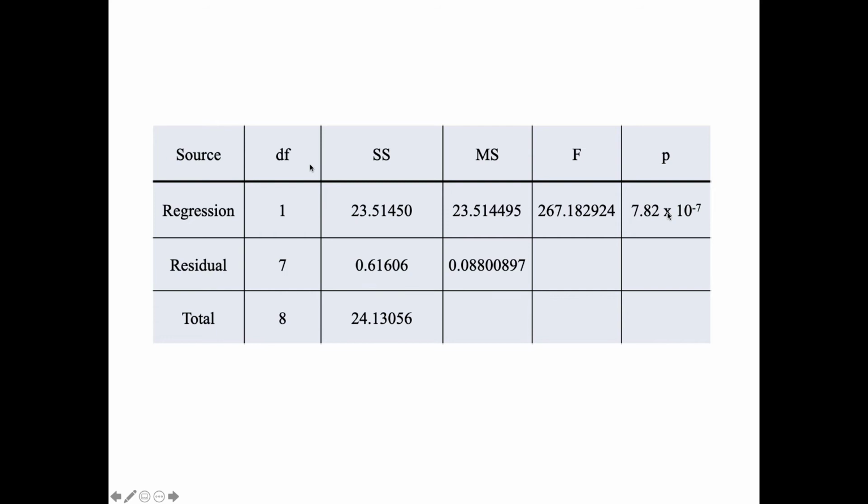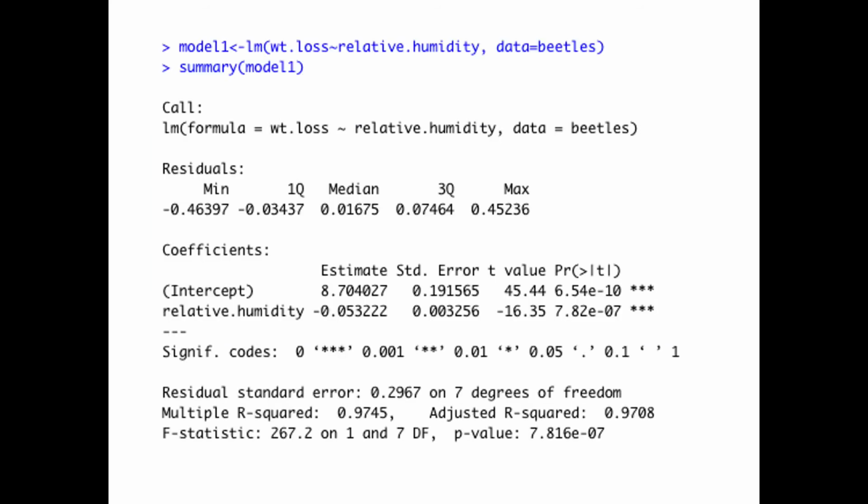I calculated everything except the p-value by hand. You could go to a p-value calculator and get what the p-value is associated with this F statistic, or you could just calculate that in R. But the way that I did it was I just ran the statistical model in R. So I'll show you some R code here. Up here at the top, I've defined model 1 as a linear model defining how weight loss is affected by relative humidity, and the data frame that I'm using is the Beatles data frame.